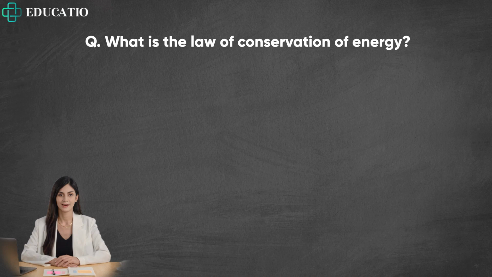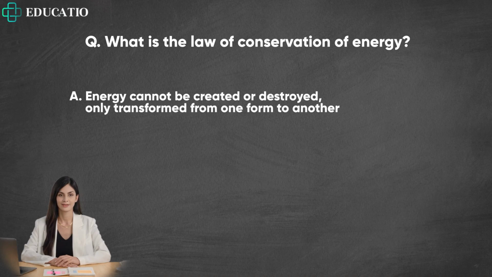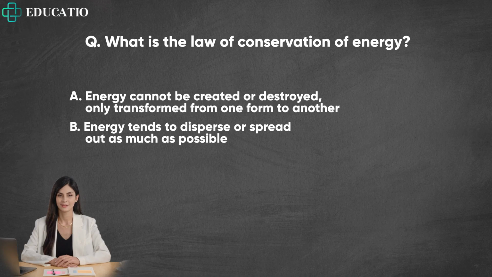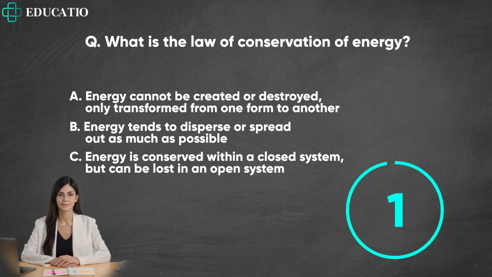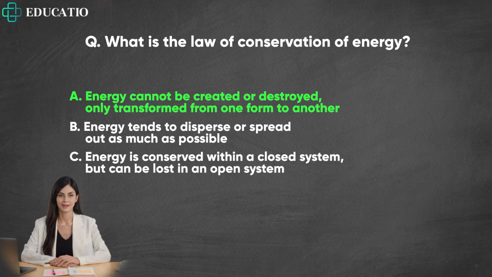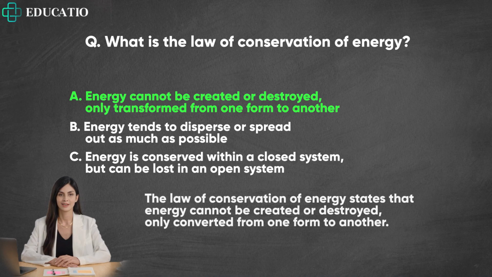Question: what is the law of conservation of energy? A. Energy cannot be created or destroyed, only transformed from one form to another. B. Energy tends to disperse or spread out as much as possible. C. Energy is conserved within a closed system but can be lost in an open system. Answer: A. Energy cannot be created or destroyed, only transformed from one form to another.